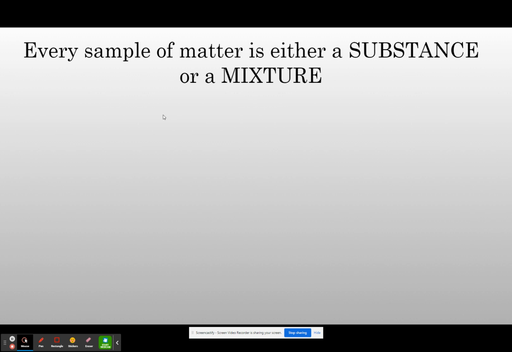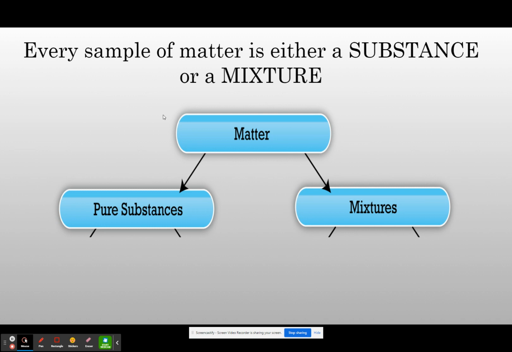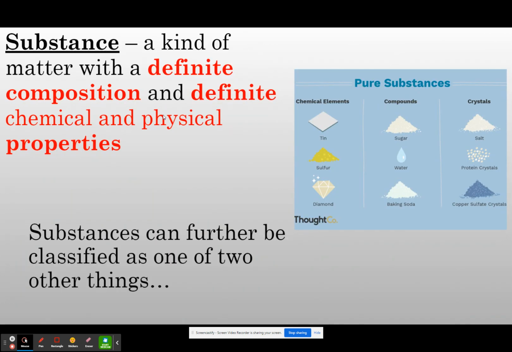When we talk about matter, we can break it down into its parts. Matter is either a pure substance or a mixture. A pure substance, we're talking elements and compounds. A substance is defined by a definite chemical composition, which means that it has definite ways that it acts and definite ways that it looks for itself. If we look at that picture here, tin is always going to look kind of like the silver metal when it's isolated from everything else. Sulfur is usually a yellowish rock. And diamond is just carbon in a crystalline shape.